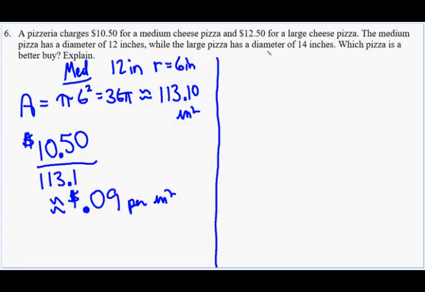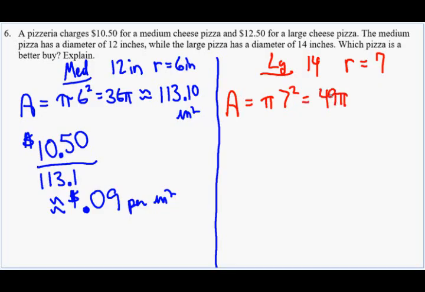Now let's go over and do that for the large pizza. The large pizza has a diameter of 14, so that means the large has a radius of 7. Let's find the area of the large pizza. So that'll be pi times 7 squared. That's 49 pi. And 49 times pi is about 153.94 square inches.